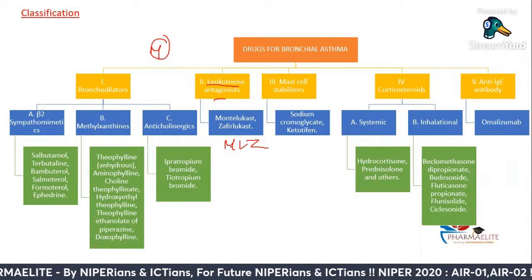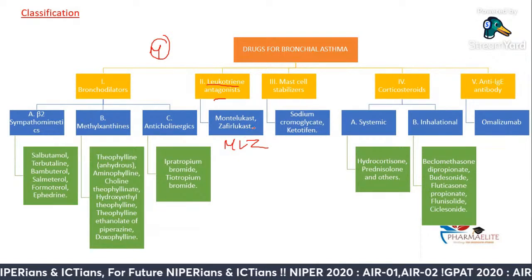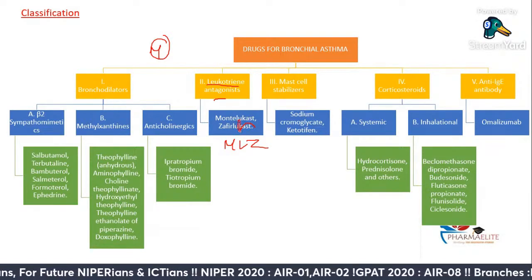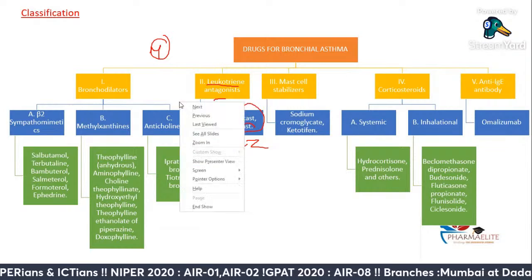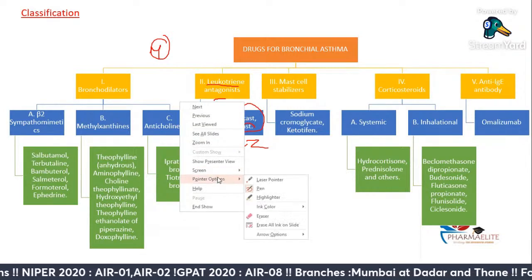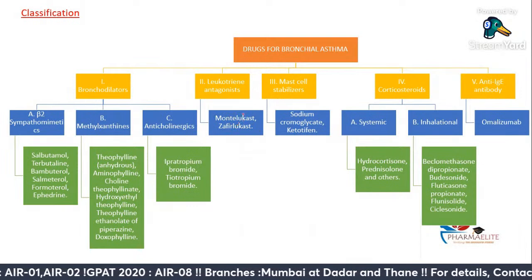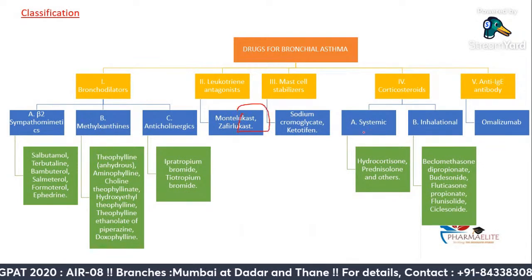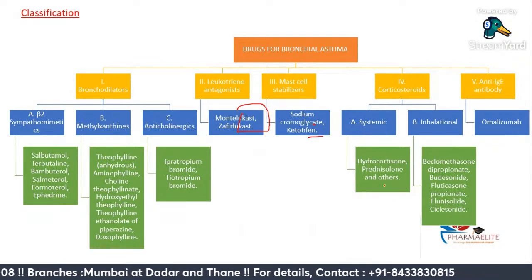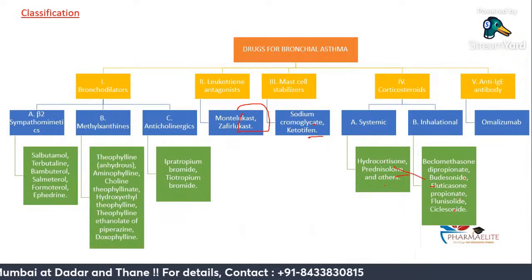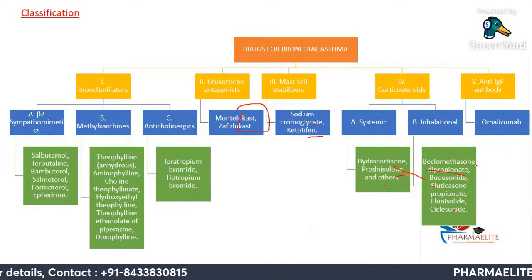Again, the easiest thing is this: I know that anything which ends with cast is going to be a leukotriene antagonist. Look at any other drug, does any of them have cast in the ending? No. Check. It's not there. That's how easy it is supposed to be to remember.